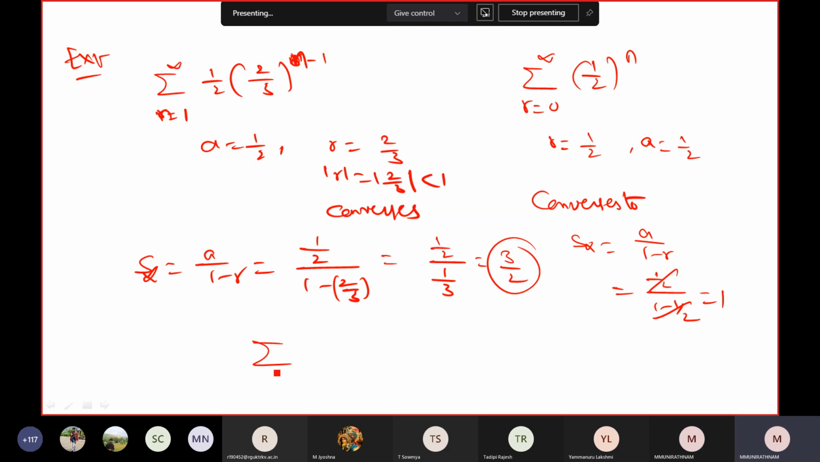Okay? Summation r equal to 0 to infinity 0.03 whole power n. Is it convergent or not? Converges, sir.